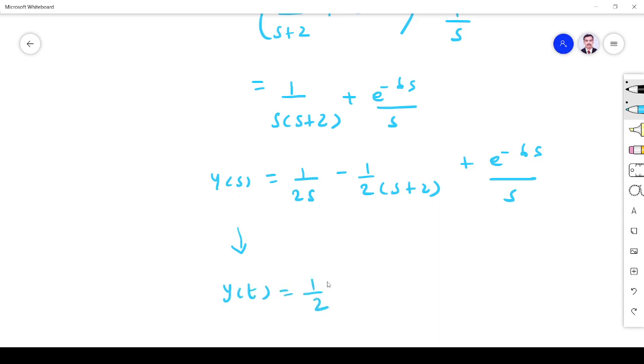So 1 by 2 is constant. For 1 by s, the inverse Laplace is u of t. This is 1 by 2. For 1 by s plus 2, the inverse Laplace transform is e power minus 2t u of t. This is 1 by s, and 1 by s is u of t. E power minus 6s, so it is u of t minus 6.